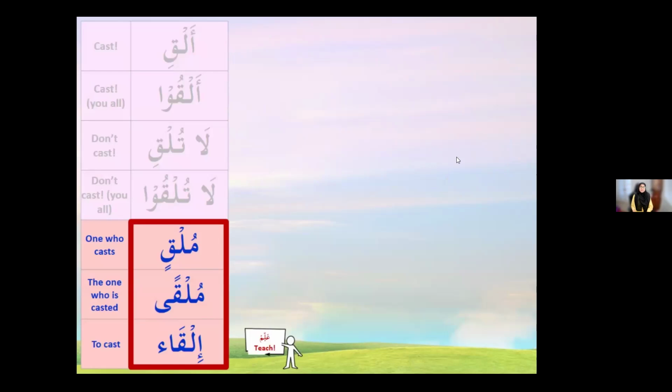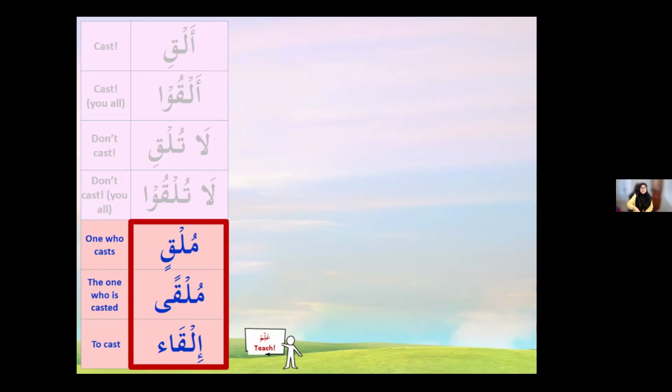All right, let's practice this. One who casts, mulqin. The one who is casted, mulqan. And to cast, ilqa. Again, the one who casts, mulqin. The one who is casted, on whom it is casted, mulqan. And the action of casting is ilqa. Mulqin, mulqan, ilqa. Okay, now I'll say it in English.